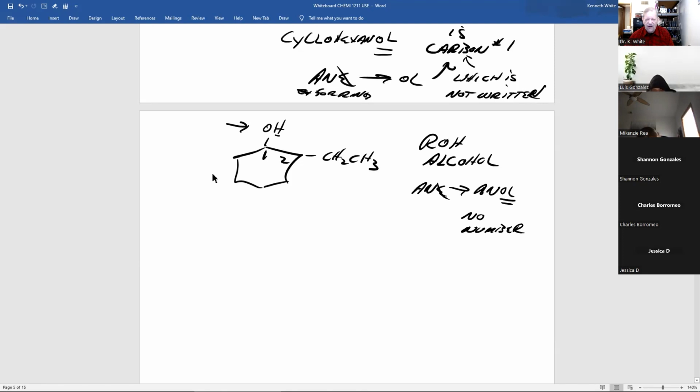If that's number 1, on carbon 2 is an ethyl. So first of all, 6-membered ring, cyclohexane. It's an alcohol, drop the E, add OL, cyclohexanol. And on carbon 2 is an ethyl, so that's 2-ethylcyclohexanol.